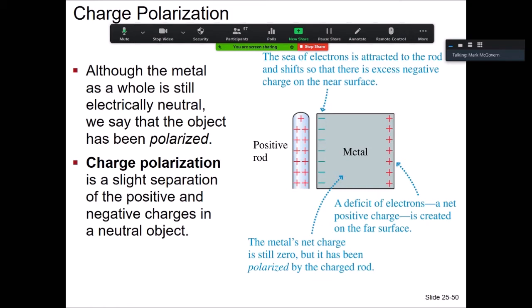Now, that's something you should always be thinking about when we say polarization. Those things are synonymous. Charge polarization and separation of charge. That's ultimately what's happening when things get polarized.